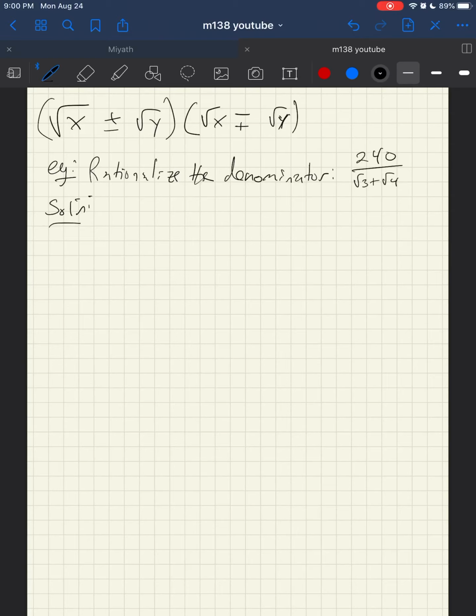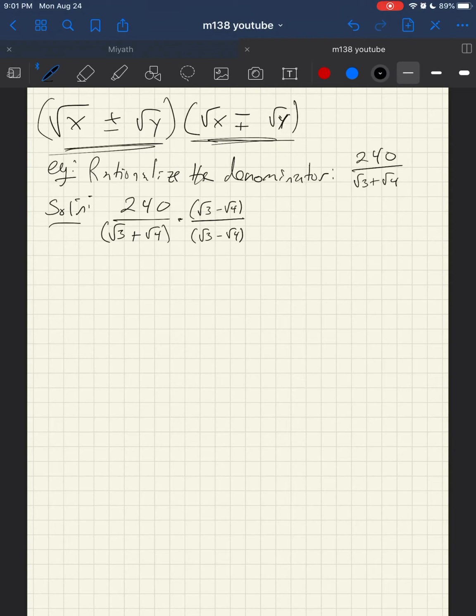So, solution. We're going to multiply 240 over root 3 plus root 4 by the conjugate of the denominator. If I've got root 3 plus root 4, the conjugate is the same thing, but with the opposite sign in the middle. So it'll be root 3 minus root 4. Now I can't just go multiplying the bottom of a fraction by something without also multiplying the top of the fraction by the same thing, root 3 minus root 4. I normally start with the problem statement and then do this on another line, but since all I'm doing is multiplying, I went ahead and did it right here.